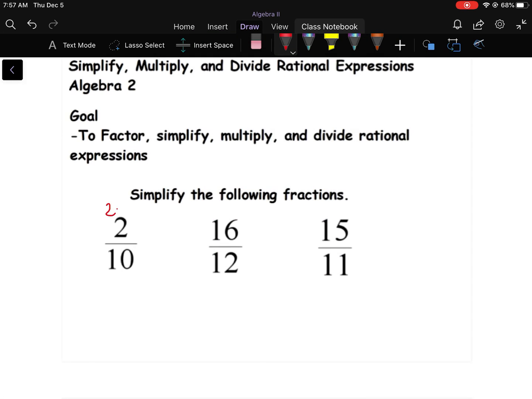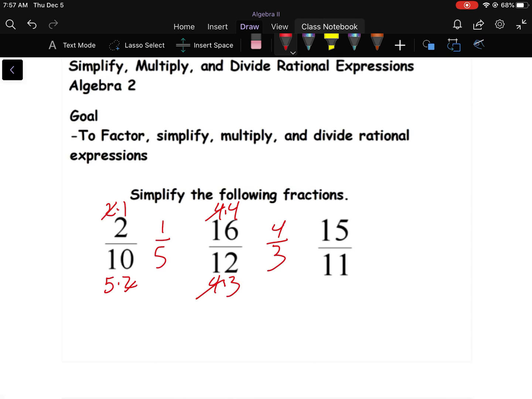So like 2 is 2 times 1. 10 is 5 times 2. Cancel out the 2's, and I'm left with a 1 over 5. Okay, similar concept here. I have 4 times 4 gets me 16. 4 times 3 gets me 12. Cancel out the 4's, and I'm left with 4/3.